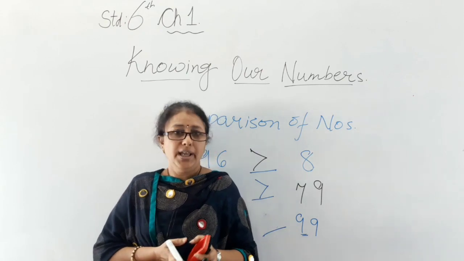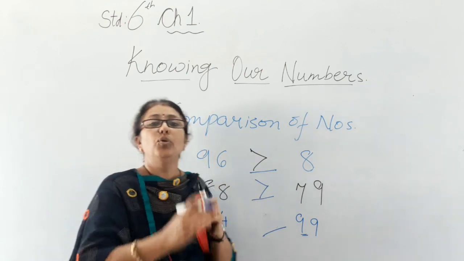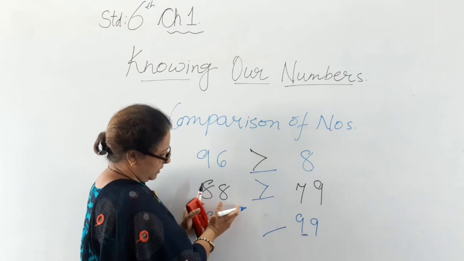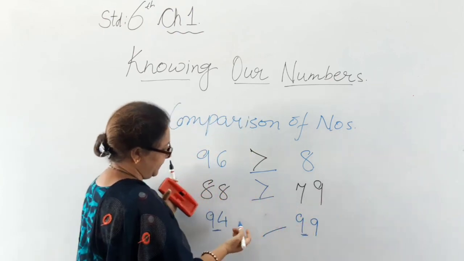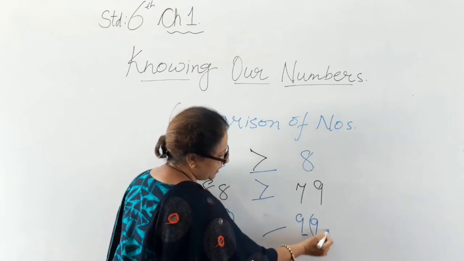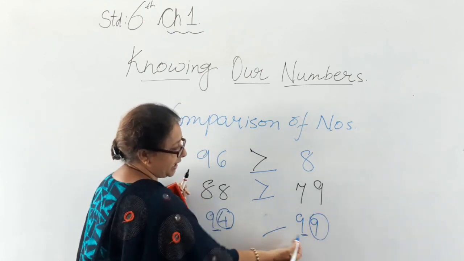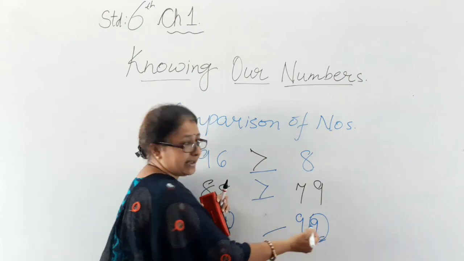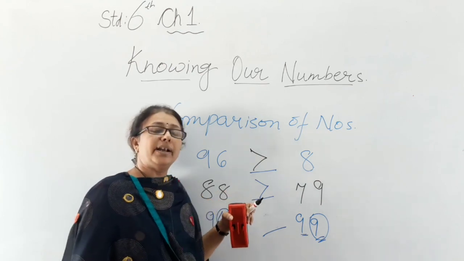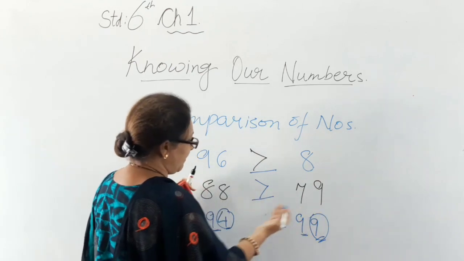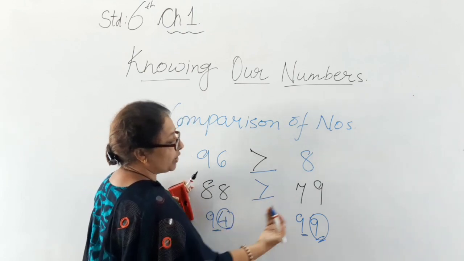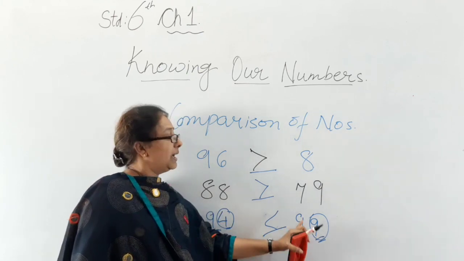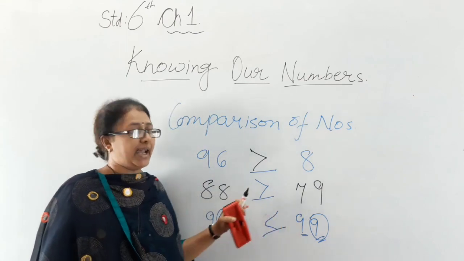If both first digits are the same, we move on to the second digit of the numbers. So now we will compare the second digit of 94 and the second digit of 99. We compare 4 with 9, because the first digits are the same. Comparing 4 with 9, I come to know that 9 is bigger than 4. So automatically, 94 is smaller than 99, which means that 99 is bigger than 94.